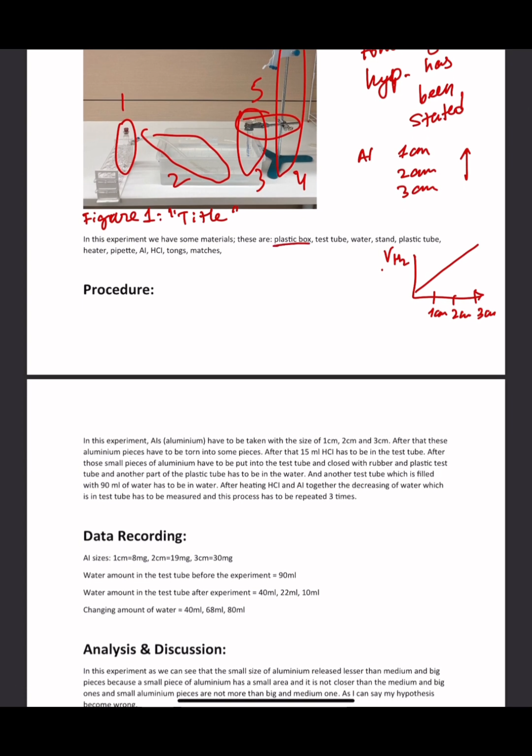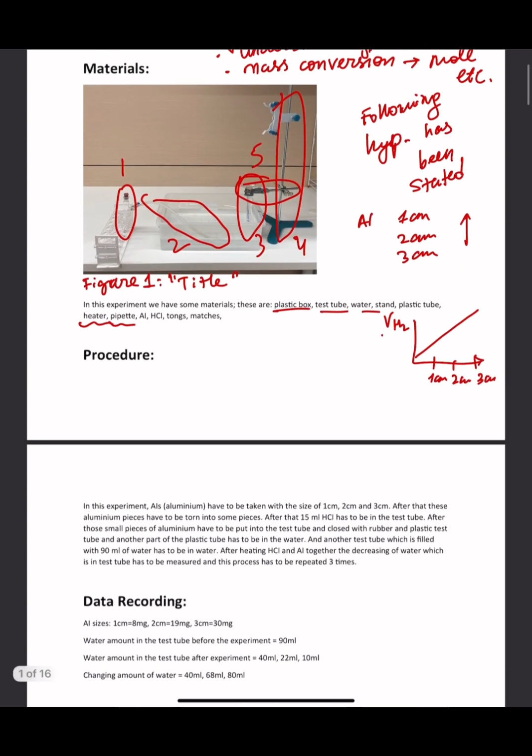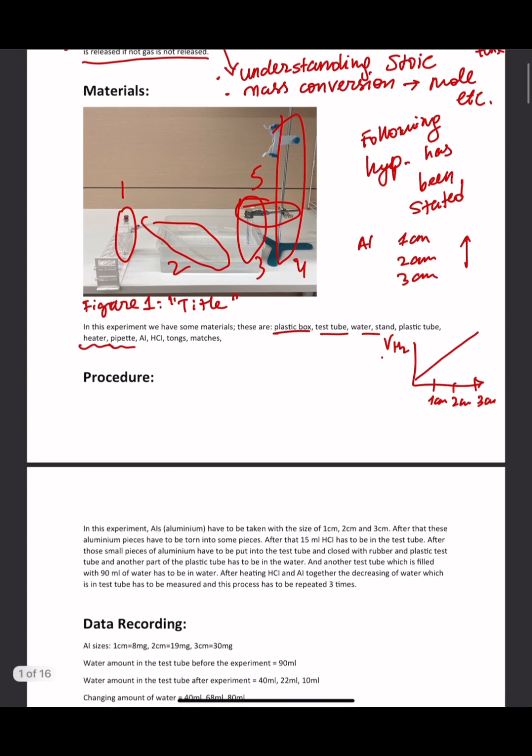So you have written plastic balls, test tube, water, sand. I don't know which one is what. What if I don't know what a pipette is? What if I don't know which one is the heater? And you didn't even show the heater in here. So materials need to be presented and there shouldn't be a list. You shouldn't go like 1 is this, 2 is this. You need to write a paragraph.